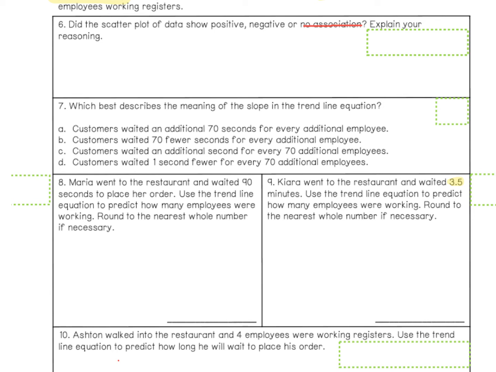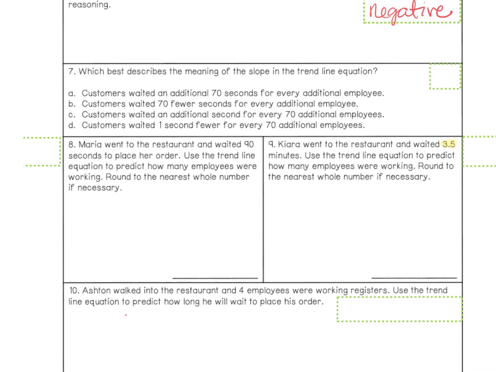So first, remember when we're talking about the type of association, you have to look at the slope. Because this slope is negative, our association is also negative. That part's pretty easy. Explain your reasoning. The slope is negative, therefore it's a negative association.